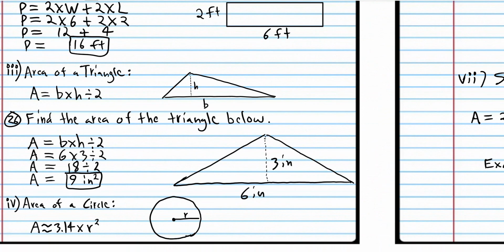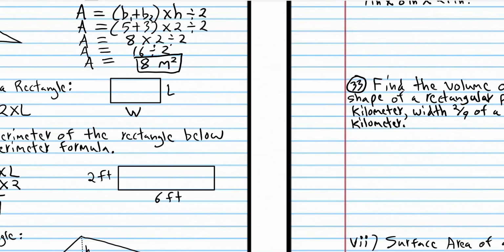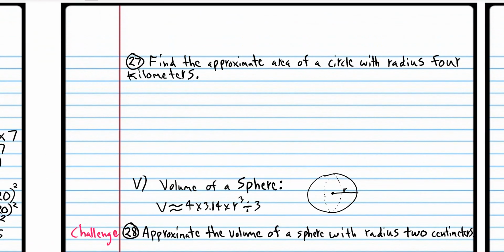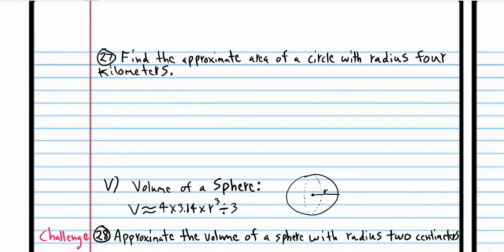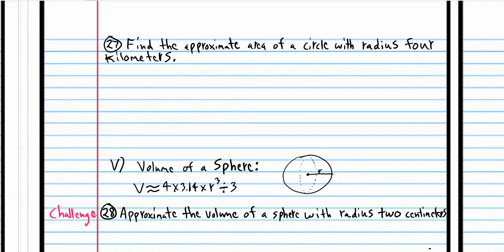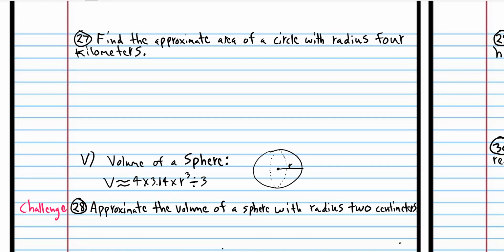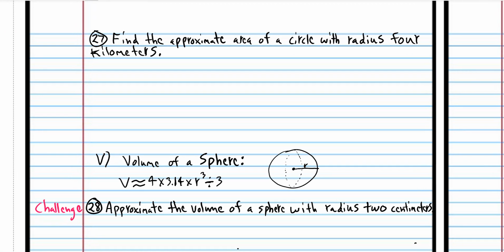Let me see here. Let's make sure we're doing this in order. Find the approximate area of a circle with radius 4 kilometers. All right, so let's write down the formula. Before you do anything else, write down that original formula. And we're told that the radius is 4, so we're going to plug in the numbers. So we plugged in 4.